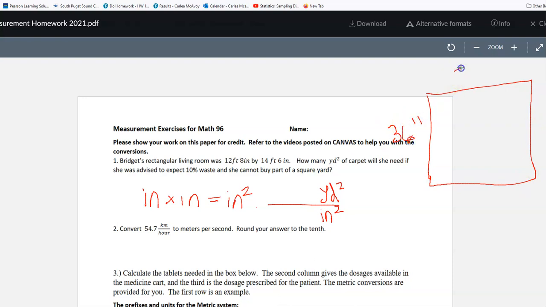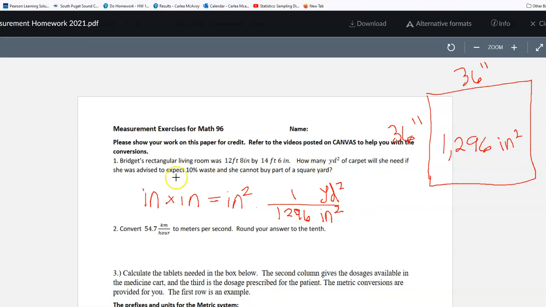If I have a square yard, I have 36 inches on each side. If I take 36 times 36, you can just multiply that out, 36 times 36 is 1,296. That's how many square inches there are in one square yard. So whatever answer you got when you changed both measurements to inches and multiplied them together, you're going to divide that answer by 1,296.